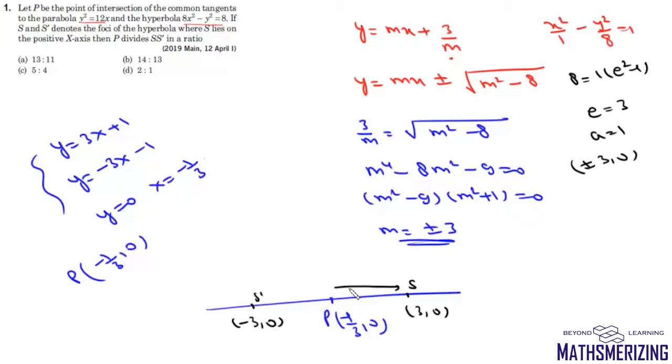Now we'll need to find this ratio, SP upon S dash P. Now SP will be 3 minus minus 1 by 3, that is 3 plus 1 by 3, and there will be 10 by 3. And S dash P will be minus 1 by 3 plus 3, and it will be 8 by 3. So this ratio SP upon S dash P will be 10 by 8, which is 5 by 4, and that's your option number C.